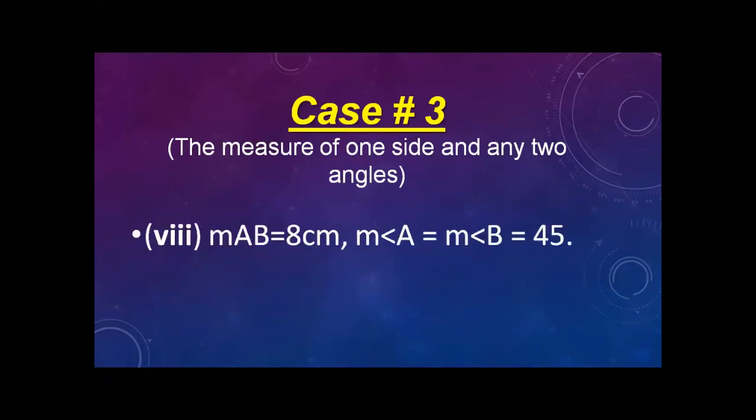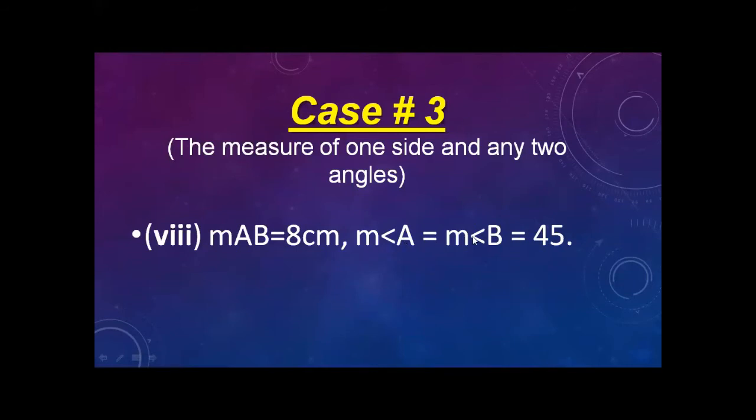This is part number 8. Question number 3, part 8. Okay, this is a side. One side and angle A, angle B, it means two angles are given in the question. Okay, look here. What is this?